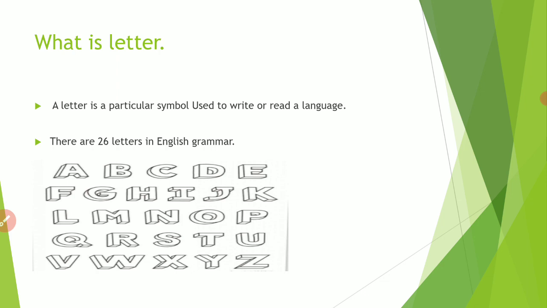Now let us talk about the number of letters we have in the English language. There are 26 letters, as you all know, starting from A and ending with Z.